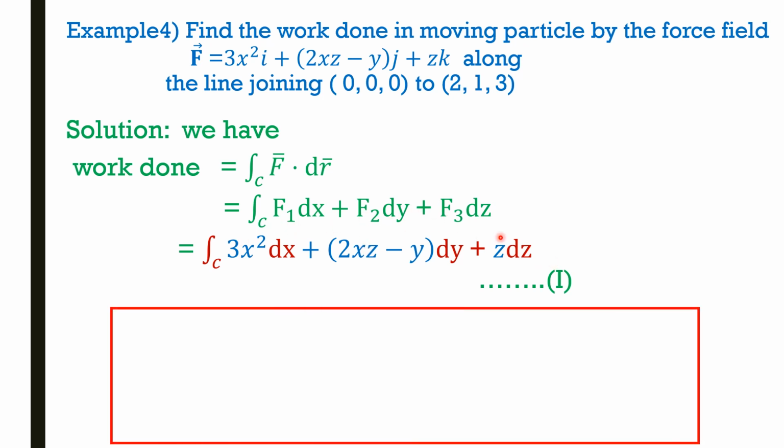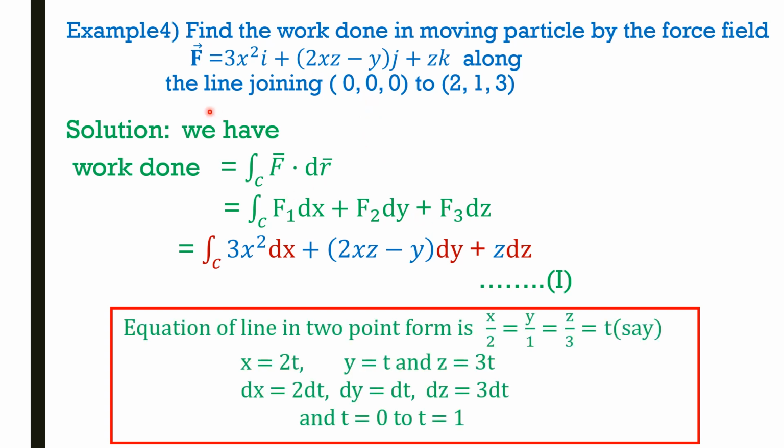Now using the two-point form joining these two points, this is a straight line. So x upon 2 is equal to y upon 1 equal to z upon 3 is equal to t. You can use (x minus x1) upon (x2 minus x1), (y minus y1) upon (y2 minus y1), (z minus z1) upon (z2 minus z1). Same formula, the two-point form, to find the equation of the line joining these two points. Suppose each ratio is equal to t. If we take the first ratio, x upon 2 is equal to t, I get x equal to 2t. Same here, y equals t and z equals 3t.